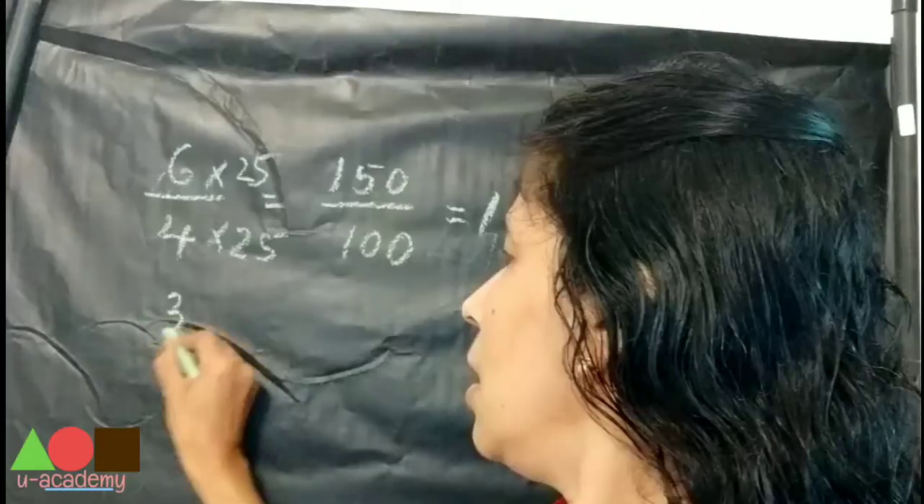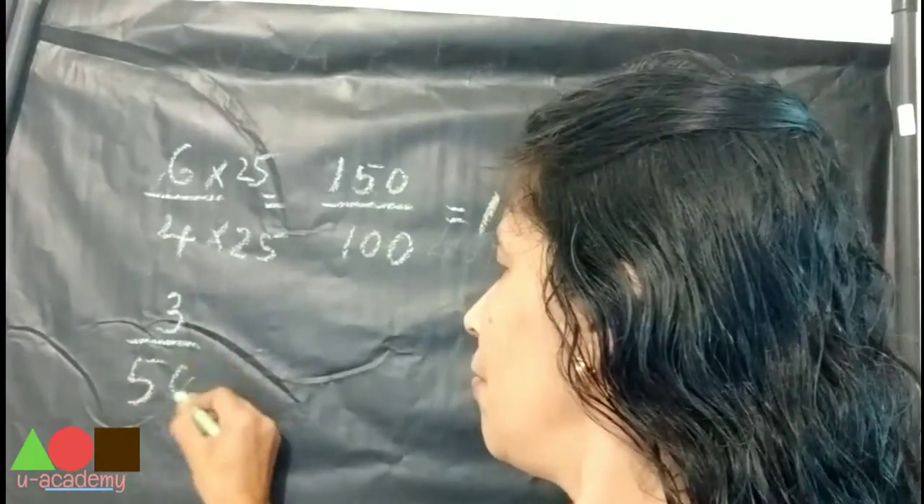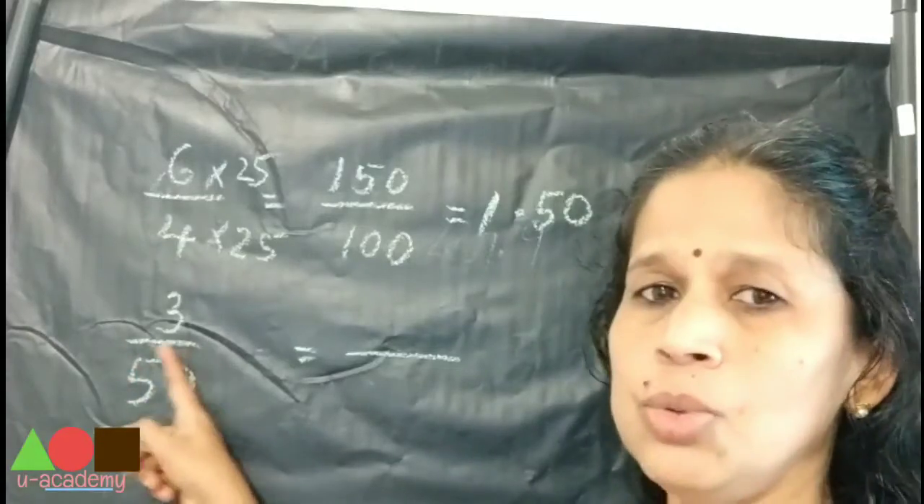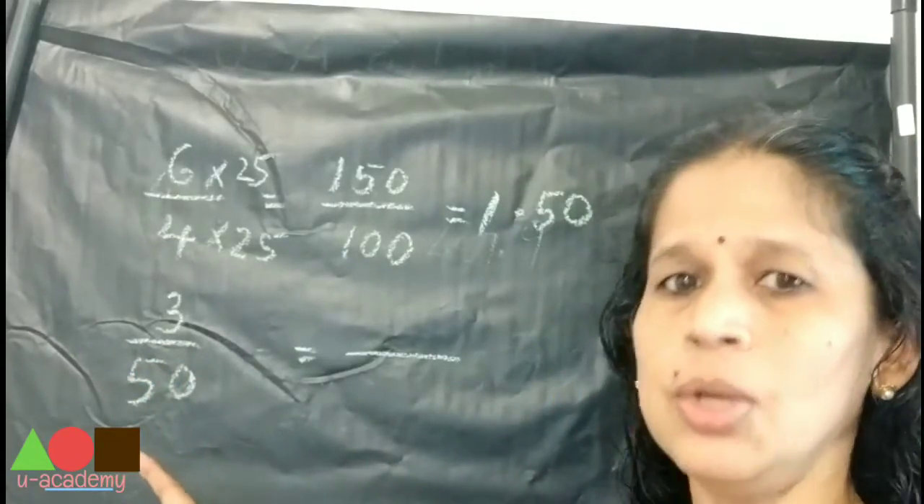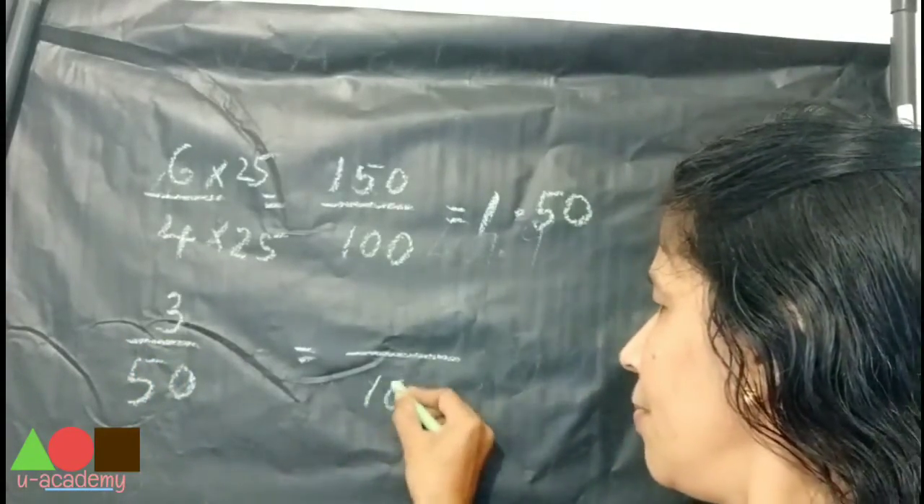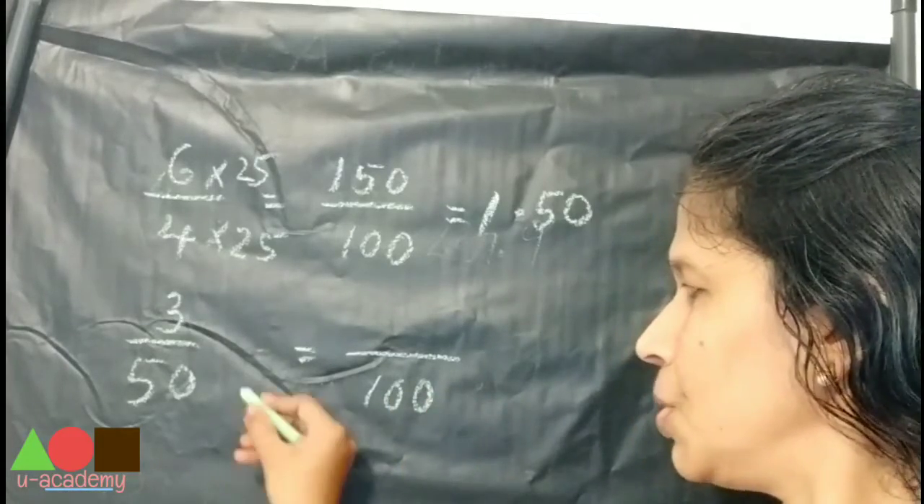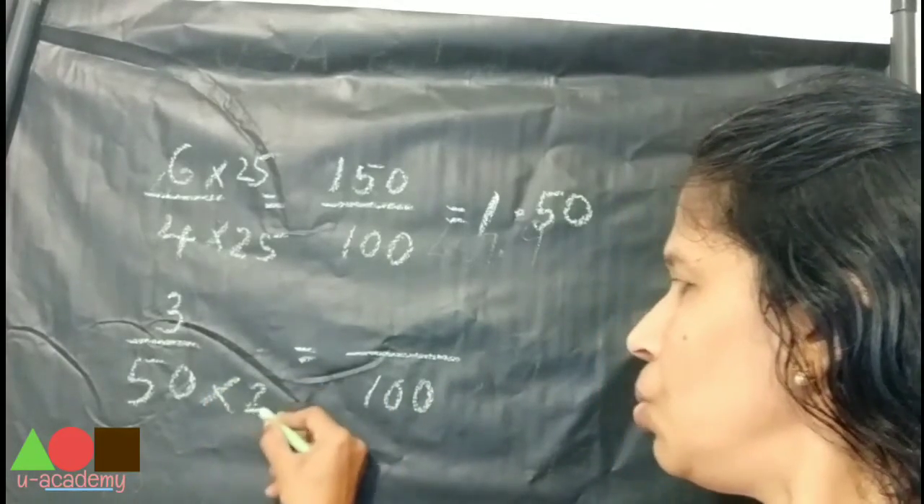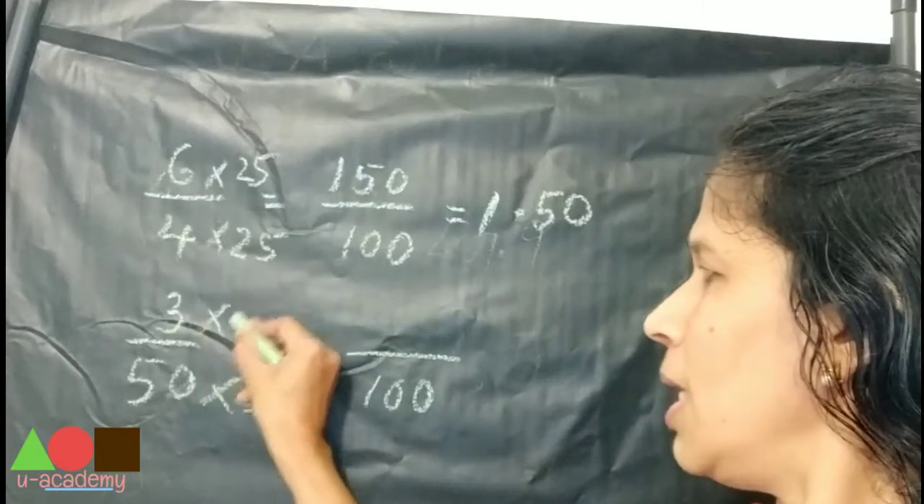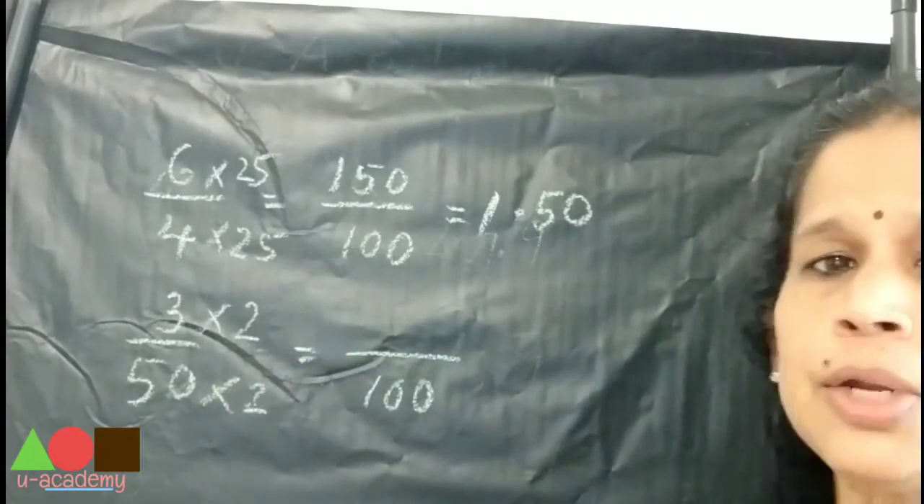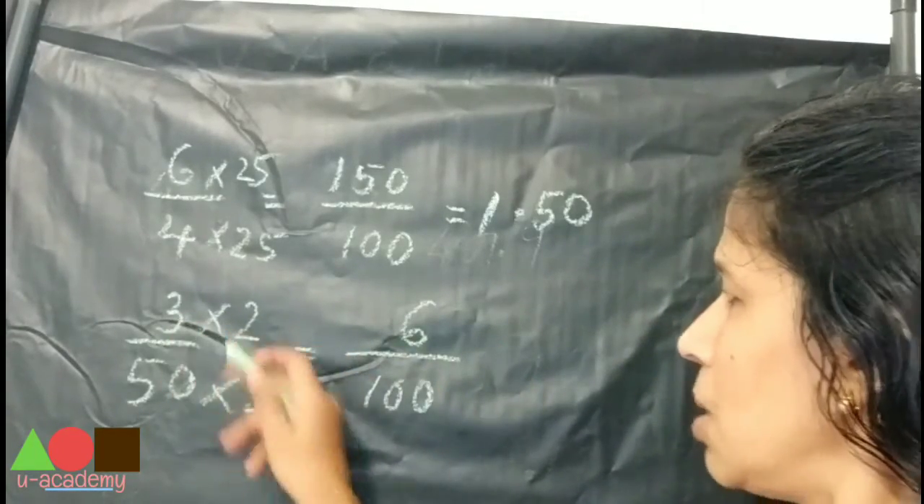Okay. 3 by 50. It is not easy to convert this 50 to 10. Convert this to 100. So you have to multiply this by 2. To get the equivalent fraction, we multiply the numerator also by 2. 3 2s are 6.